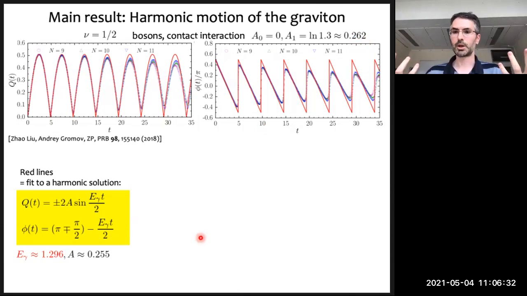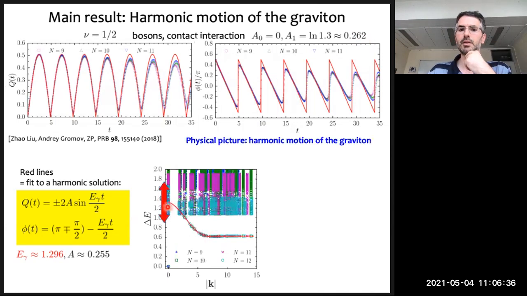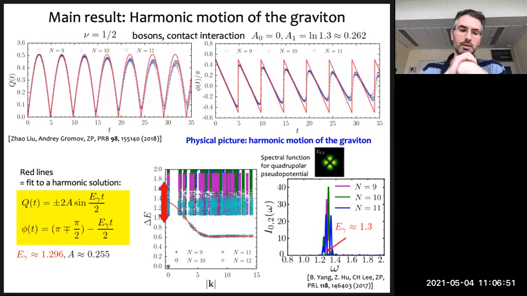So what's the physical picture here? What happened during this quench is that we basically excited this graviton degree of freedom, because that's precisely the one that sits at this frequency 1.3. And how do we know that? Well, we also looked at some more quantitative parameters to give some support to this interpretation.